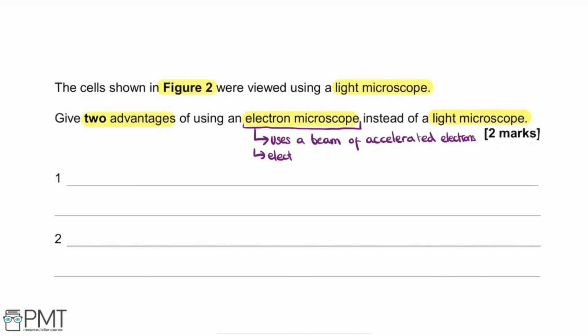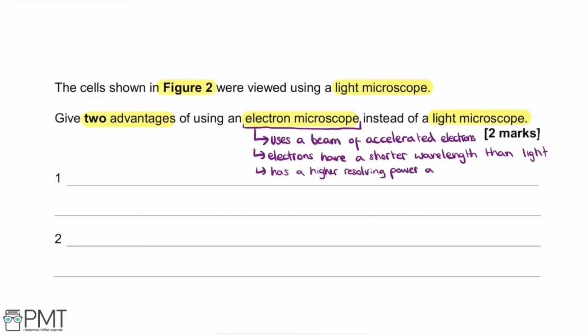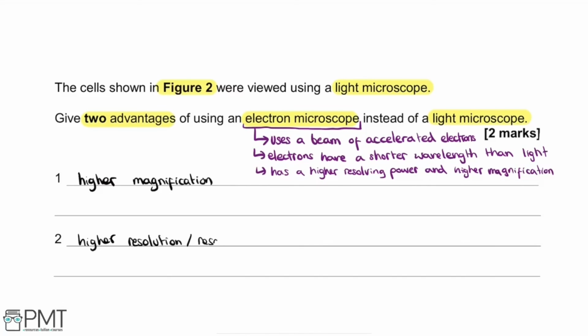The electrons actually have a shorter wavelength than light does, and this means that they can get into those spaces and detect the smaller features, which means that the electron microscope therefore has a higher resolving power, so it's better at telling the difference between 2 small objects and identifying that they are 2 things rather than just one, and it also has a higher magnification power. So those last 2 are what you can put for your answer. You can say that it has a higher magnification, and then you could say that it has a higher resolution or a higher resolving power.